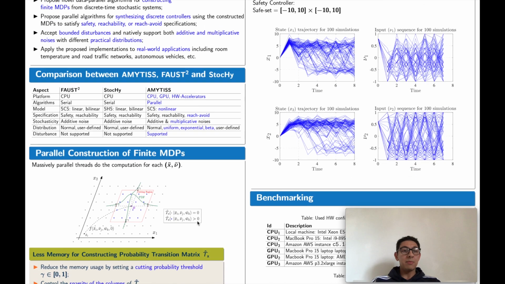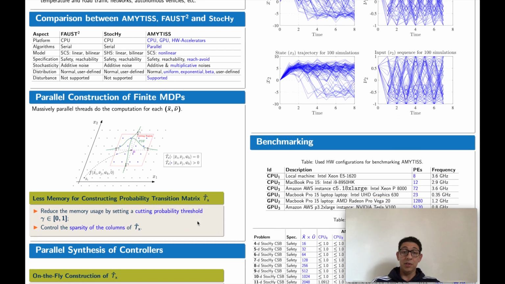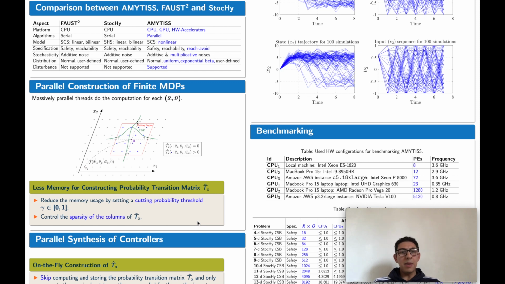In AMYTISS, parallel algorithms are introduced to design the finite Markov decision processes. An MDP represents an abstraction of the discrete-time control system at hand. We construct the MDP in parallel by launching parallel threads over all X-U pairs. Having an X-U pair, we have a current state and a current applied input. We can compute all possible post states, including disturbances and noise. For disturbances, we consider closed sets representing all possible values of disturbances. For noise, we use the provided distribution.